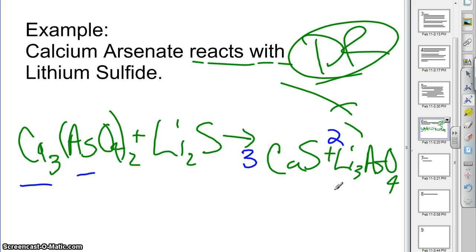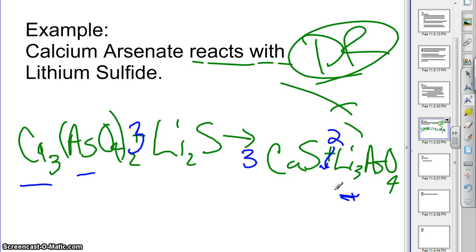There's no room there, so I have to put it above. You know what I mean? It would go down there. And we got 2 arsenates over here. We've already got 2 arsenates over there. 6 lithiums over here. And we need 6 lithiums over here, so I put a 3 there. And then 3 times sulfur, 3 times sulfur, and we're good.